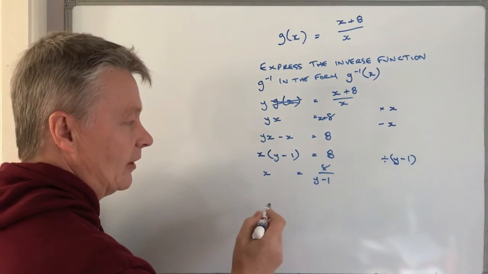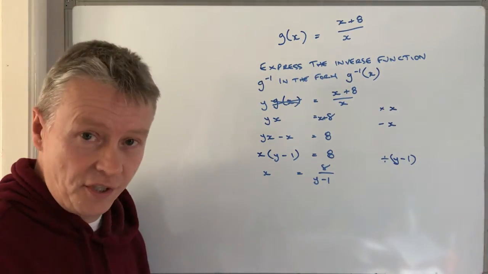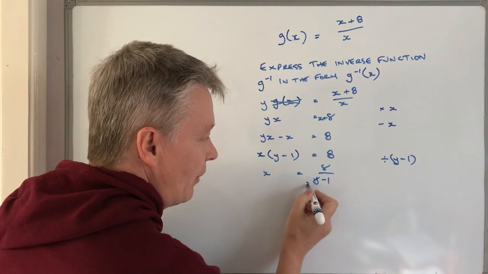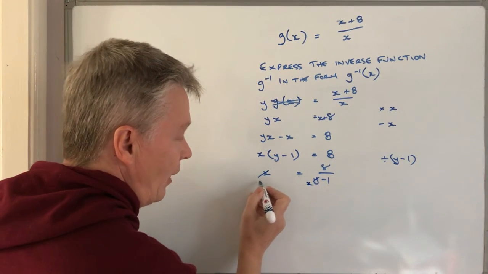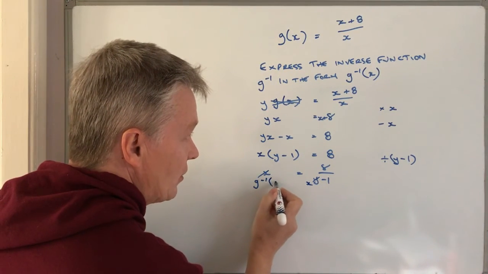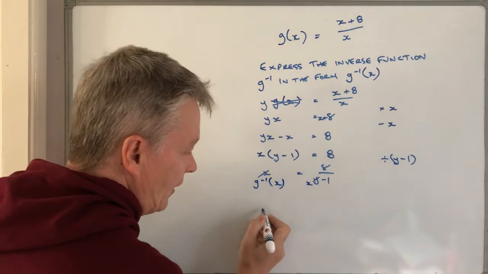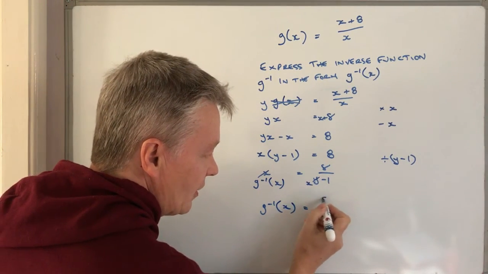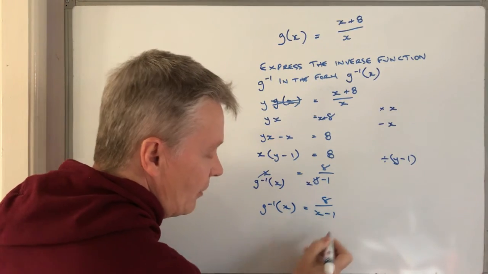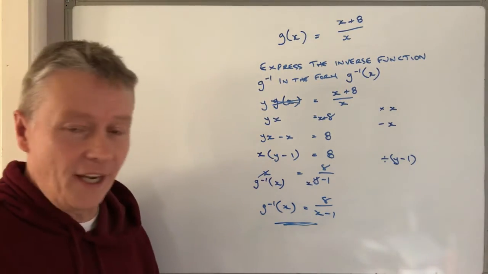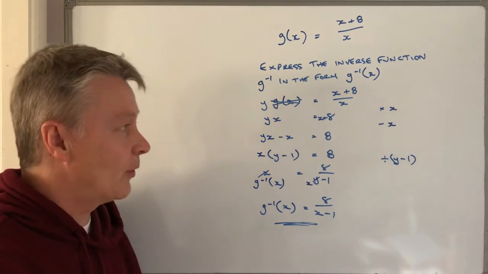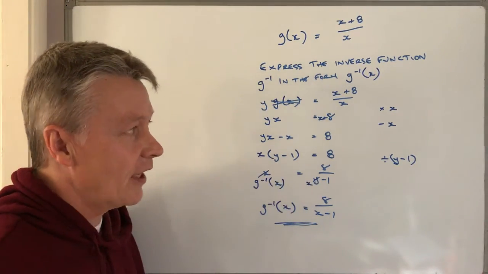Okay, so the final little bit that you need to remember, it's the same technique we've used with the other videos, is we change this y back to x and we change this back to g minus 1 x, and that will answer the question. We've got g to the power of minus 1 x equals 8 over x minus 1. Okay, so a little bit more challenging, this particular type of question, particularly with the factorising, but I hope that's been okay for you.